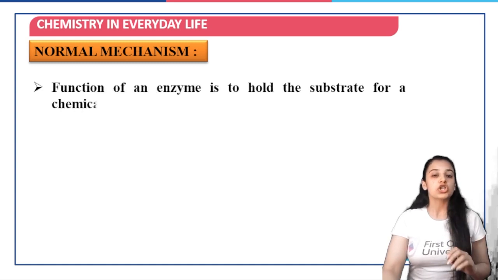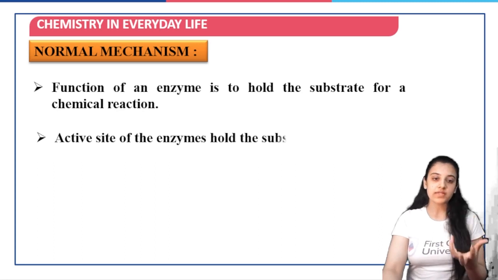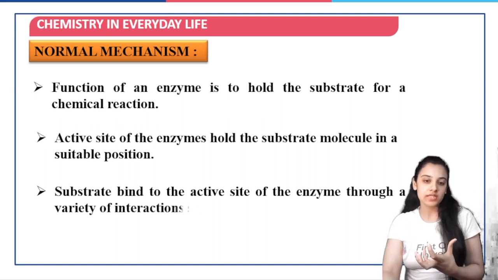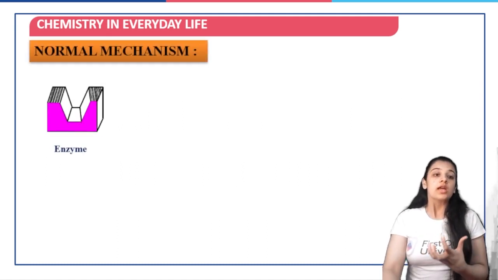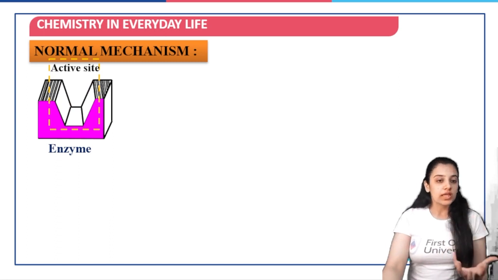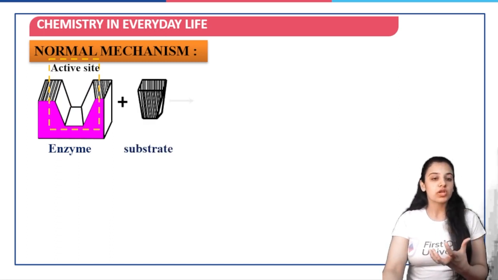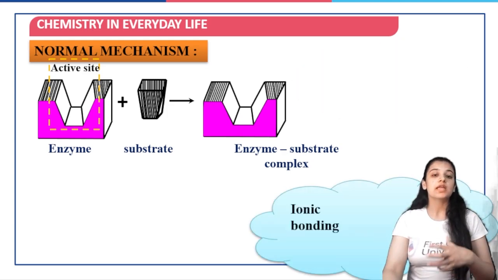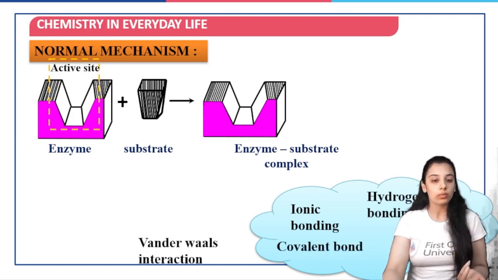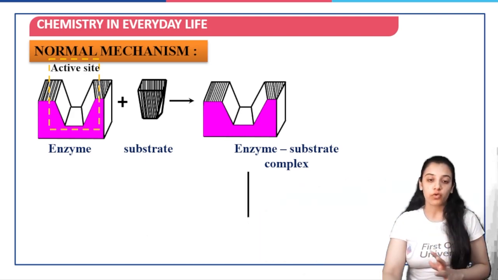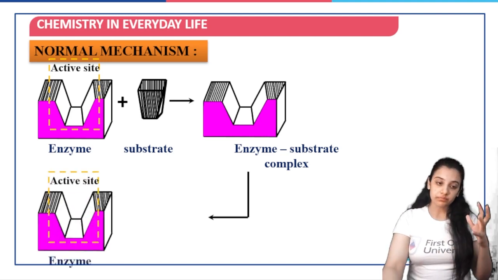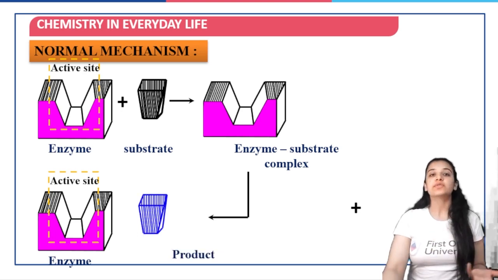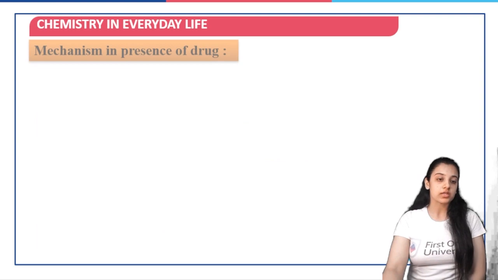The function of an enzyme is to hold the substrate for any chemical reaction. The active site of the enzyme holds the substrate molecule in a suitable position and the substrate is going to bind to the active site of the enzyme through a variety of interactions. Now, what could these interactions be? If you see, this is the enzyme which has an active site. When the substrate comes and binds to it, we have an enzyme substrate complex. What type of interactions could take place? They could be either ionic bonding, hydrogen bonding, covalent bond, van der Waals interactions, any of the four. Once the complex is formed, the product is going to be formed and the active site of the enzyme is going to get emptied or vacant.